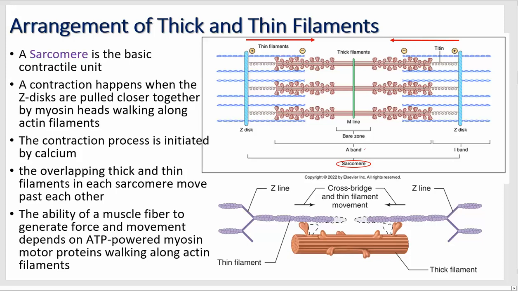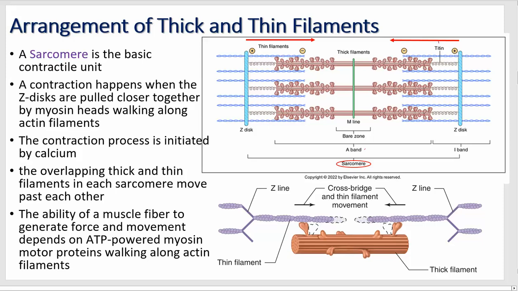So this second bullet point: a contraction happens when Z discs are pulled closer together. I put these arrows up here, so if this is the Z disc, that being pulled toward the middle on both sides is what a contraction is. And then you just multiply that times all of the sarcomeres in the cell or in that area. So the question then is, how does that happen? And that's what we're going to learn.